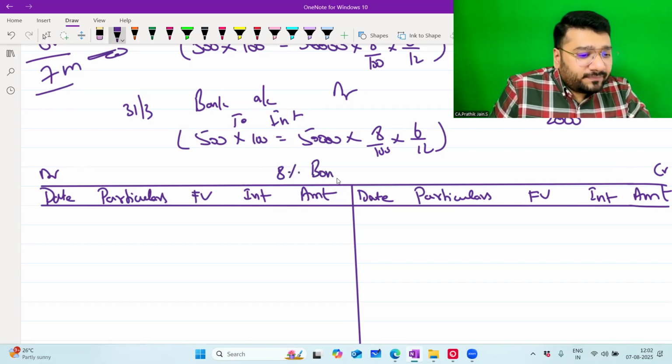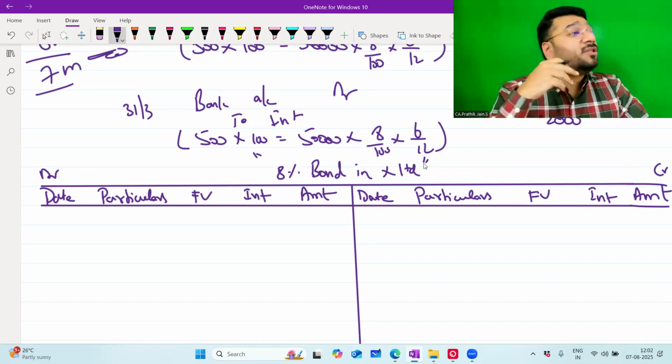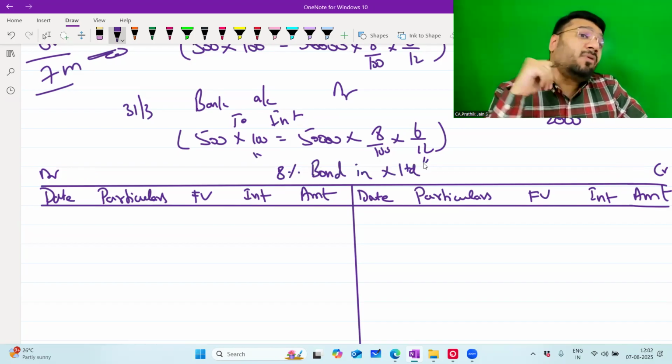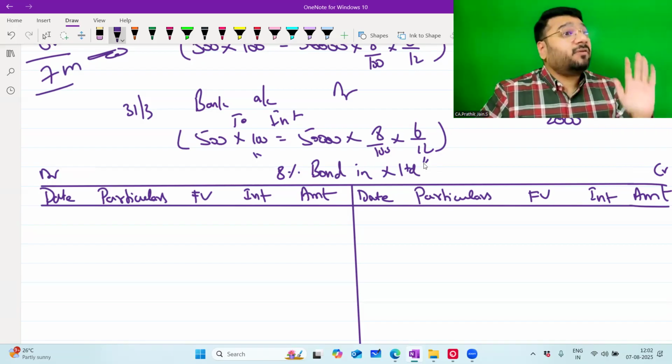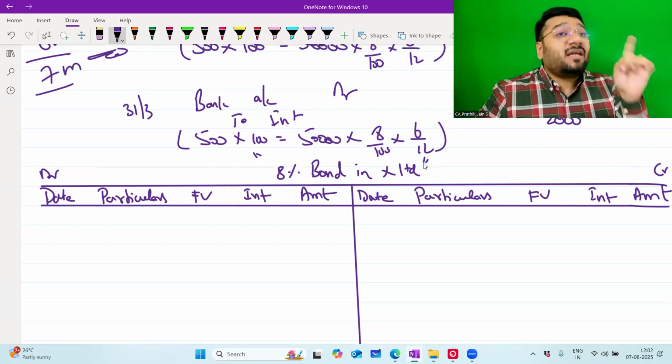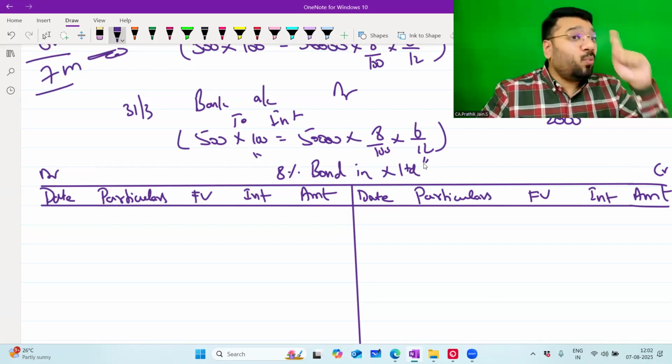8% bond in X Limited. Oh, like this, you're right. Yes. Sir, if X Limited has got one more bond, 9% bond, will I put this in this ledger or a separate ledger? Separate ledger. So for each class of investment, one separate ledger.